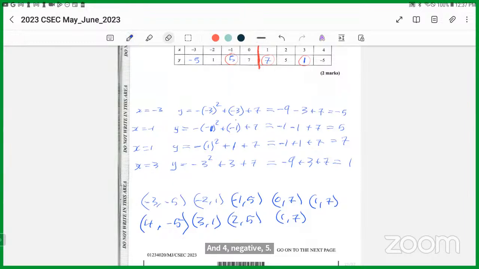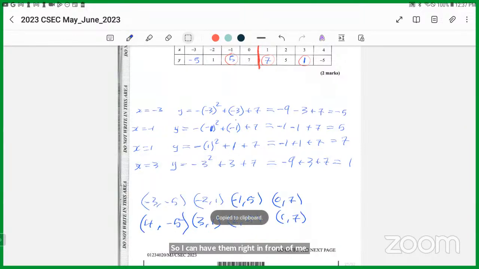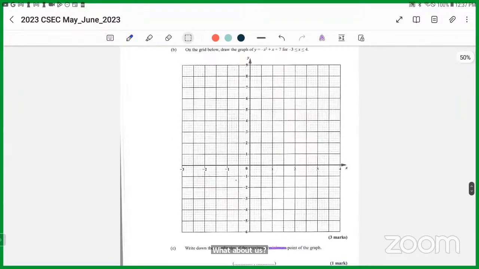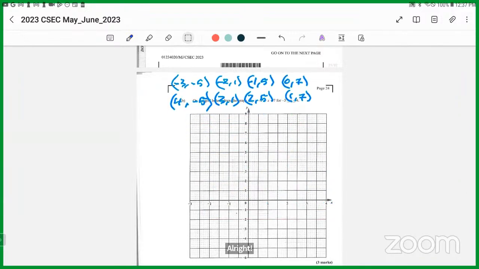All right, so I'm just going to copy these over onto the next page so I can have them right in front of me. Put on the graph. Let me just see if I can put them up here.